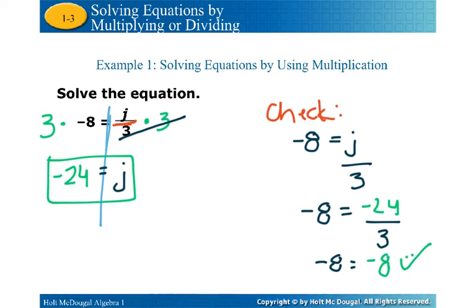Alright, so basically all you're going to do is see division, and then again, every time you see division or a fraction bar, you're going to undo that fraction bar by multiplying. Very short notes, but that's it.